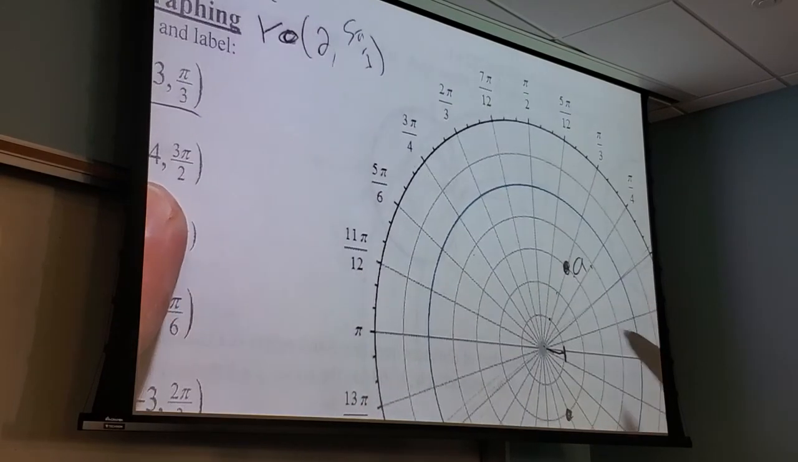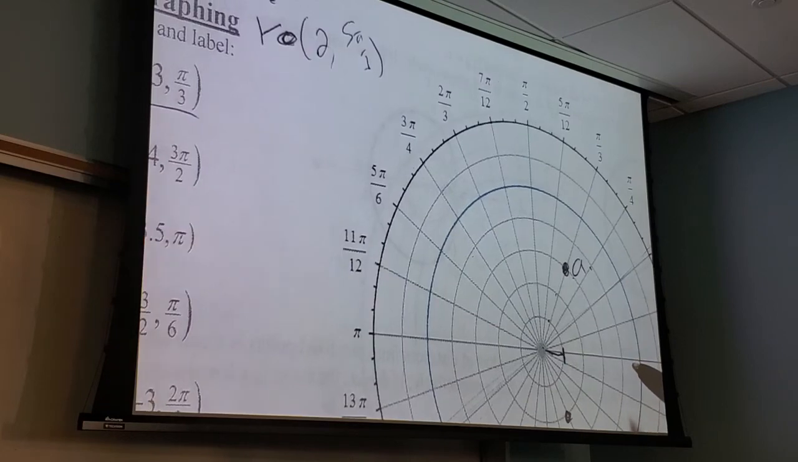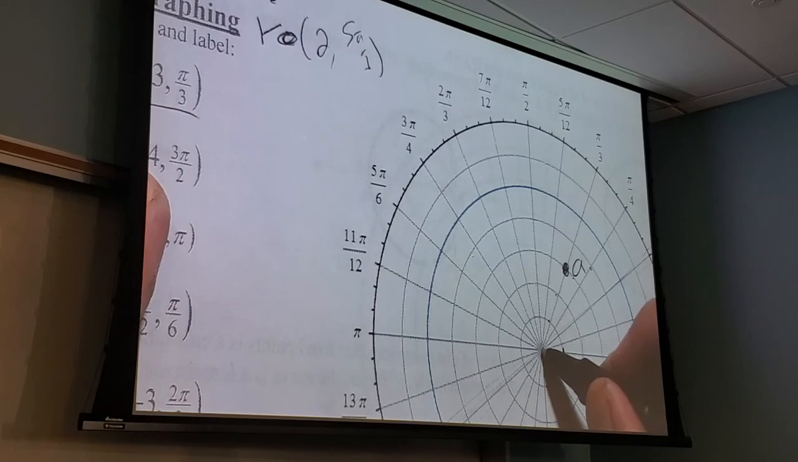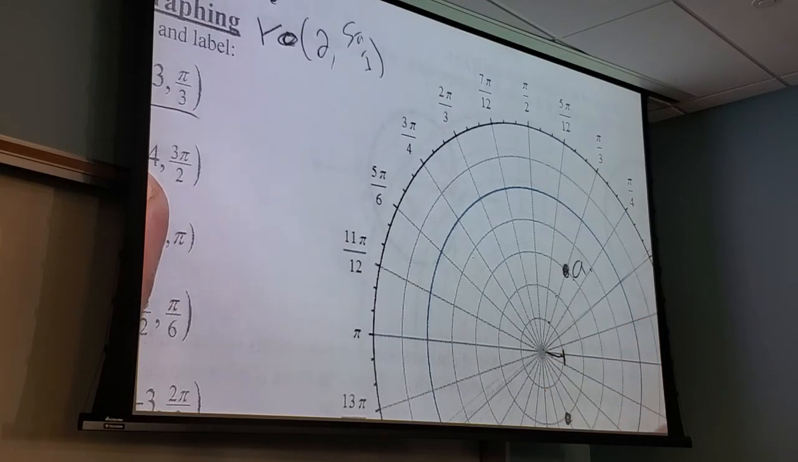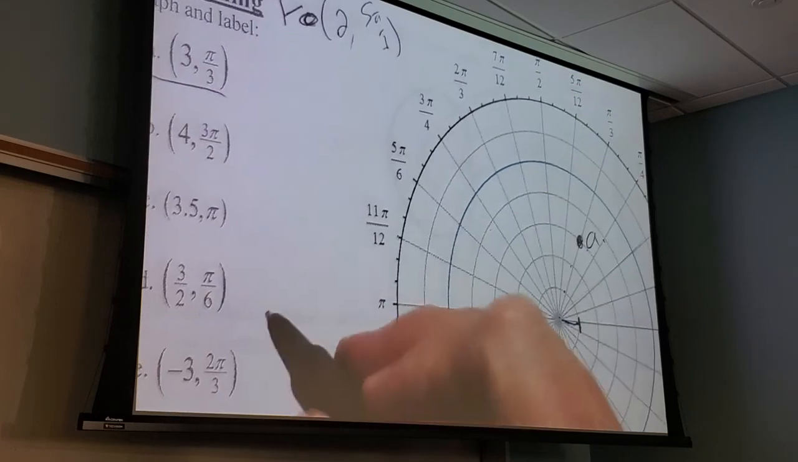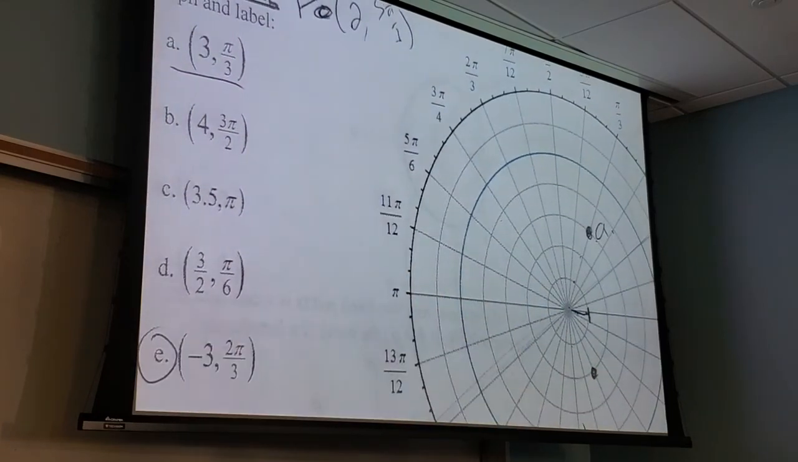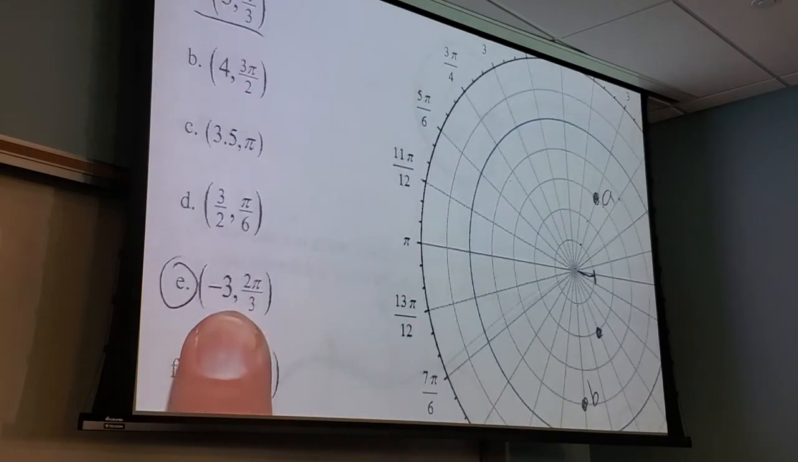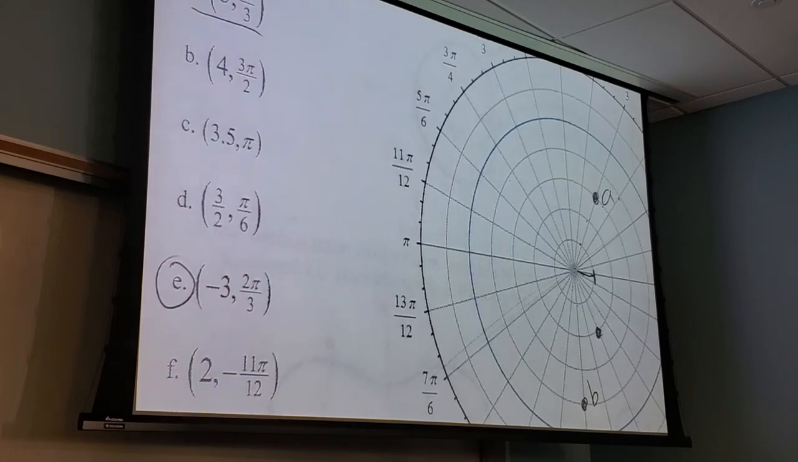So B, where am I looking? So I'm facing 3 pi over 2, and I'm going to walk 4 forward. 1, 2, 3, bam. Now, how would I do part E? And then we'll head out. How would I do part E? Where am I definitely facing for part E?